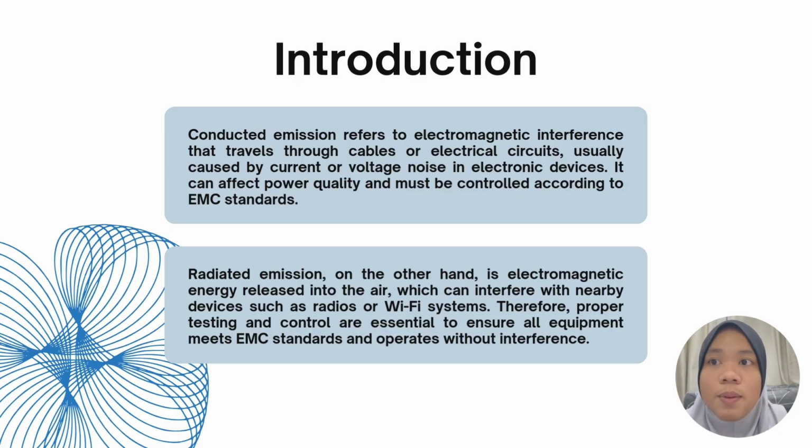First of all, conducted emission refers to electromagnetic interference that travels through cable or electrical circuit, usually caused by current or voltage noise from electronic devices. It can affect power quality and must be controlled according to EMC standards. Radiated emission, on the other hand, is electromagnetic energy released into the air, which can interfere with nearby devices such as radio or Wi-Fi systems. Therefore, proper testing and control are essential to ensure all equipment meets EMC standards and operates without interference.